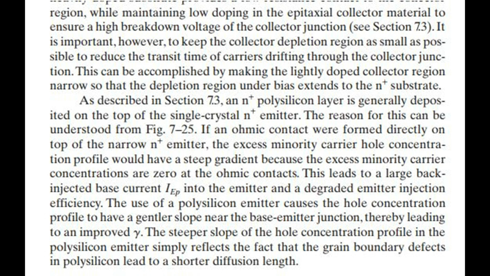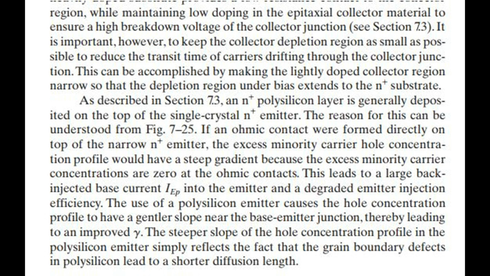The reason for this can be understood from Fig. 7-25. If an ohmic contact were formed directly on top of the narrow N+ emitter, the excess minority carrier hole concentration profile would have a steep gradient because the excess minority carrier concentrations are zero at the ohmic contacts. This leads to a large back-injected base current I_EP into the emitter and a degraded emitter injection efficiency. The use of a polysilicon emitter causes the hole concentration profile to have a gentler slope near the base-emitter junction, thereby leading to an improved γ.